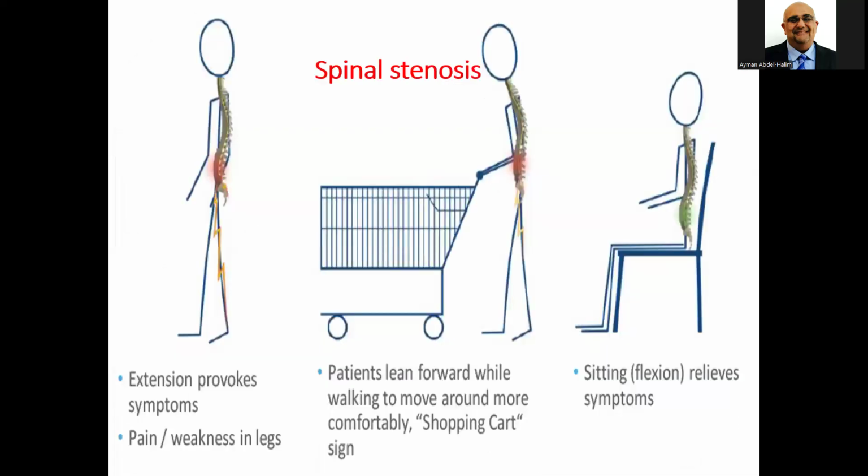Okay, we'll jump into another rather important topic, which is spinal stenosis. With spinal stenosis, these patients develop what we call neurogenic claudication, which improves when they bend forward. We call this the shopping cart sign. These guys do well when they're sitting, but when they walk, they start to develop neurogenic claudication.